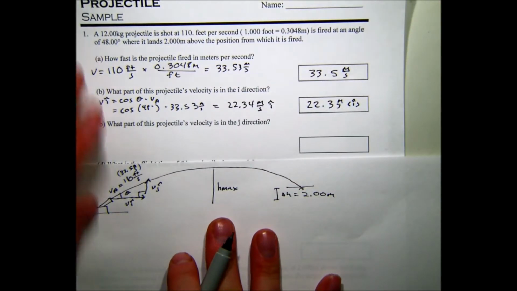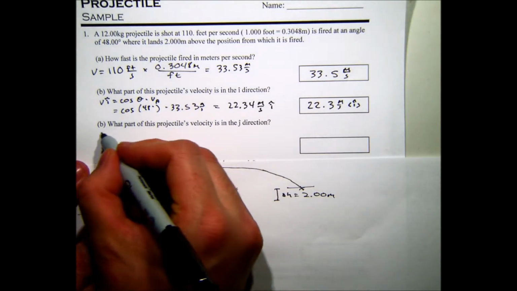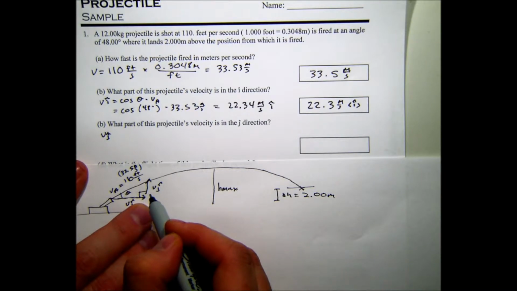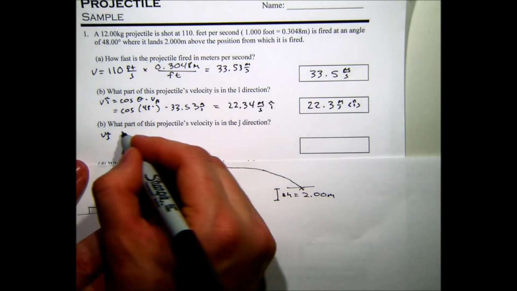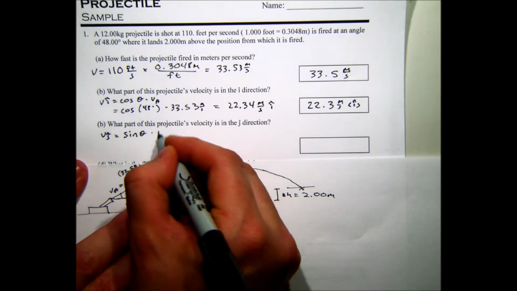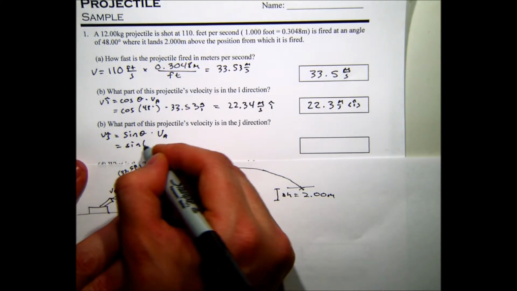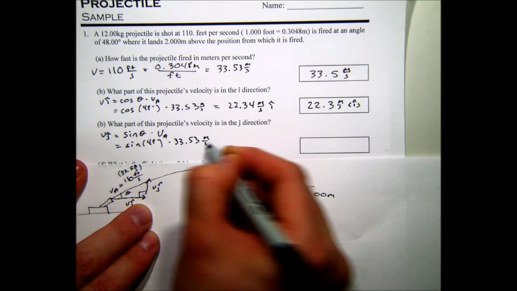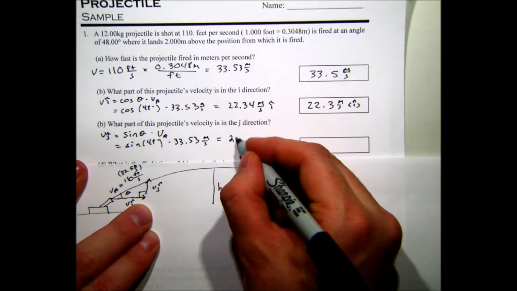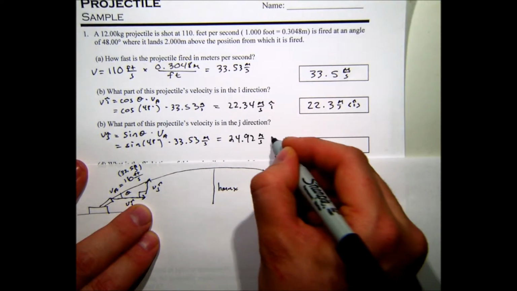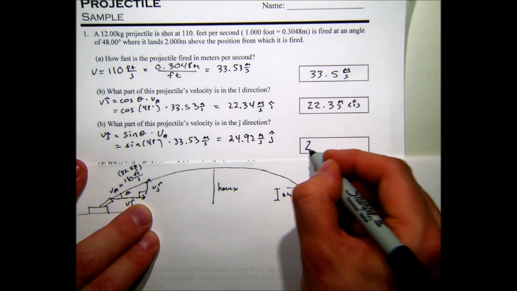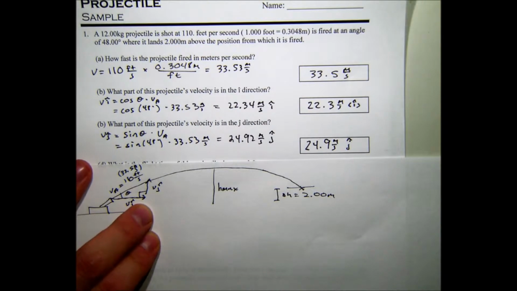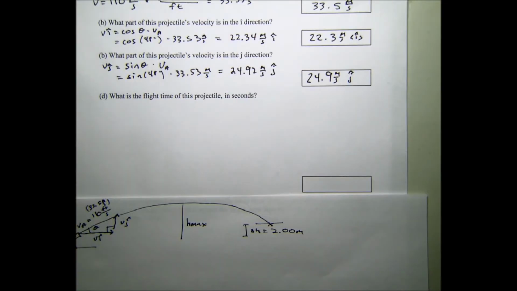We'll do the exact same calculation with the j hat one, but the biggest difference is that the vector for vertical velocity is going to be the sine of the angle. So sine theta times V A equals sine 48 degrees times 33.53 meters per second, and that gives me 24.92 meters per second in the j hat direction. So 24.9 meters per second j hat. So now I've really solved all of the components.